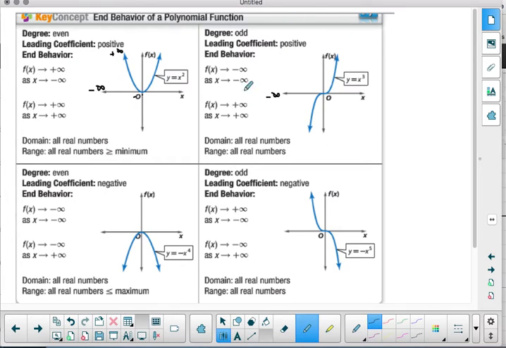In an odd degree function, the f of x goes from negative infinity over here up to the f of x going to positive infinity. Or if we flip it, it goes from positive infinity to negative infinity. So the end behavior is really just talking about where those ends go off to.